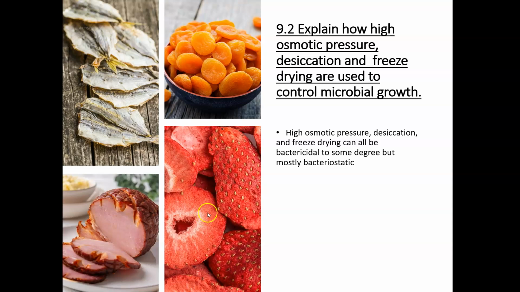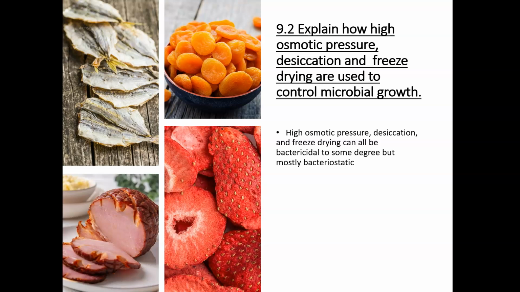So with freeze dried things, they're kind of crispy and they retain their shape. With something that's just desiccated, it's going to be kind of chewy and moist. But freeze drying is going to be kind of crispy. But all of these leave the food in a situation where they have high osmotic pressure. They have high solute and very low water. And you can imagine that having very low water, you cannot conduct metabolism.